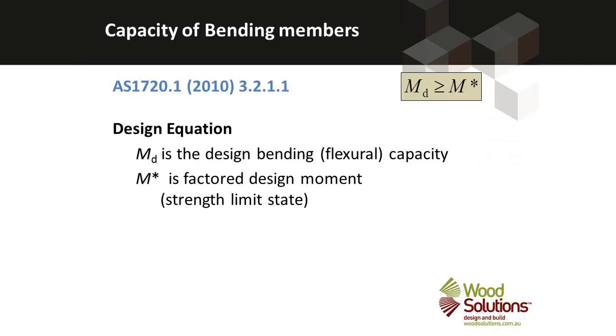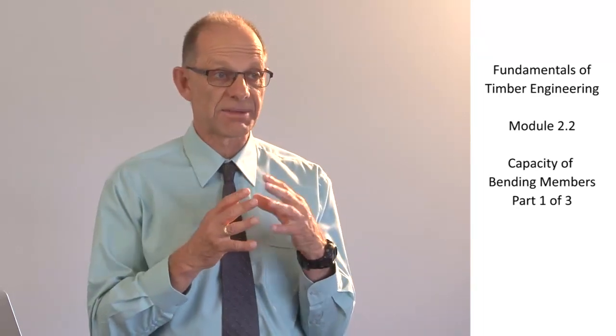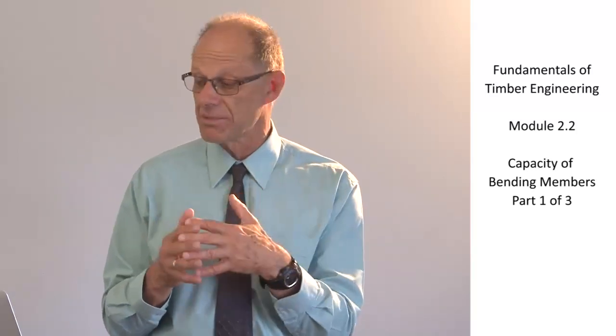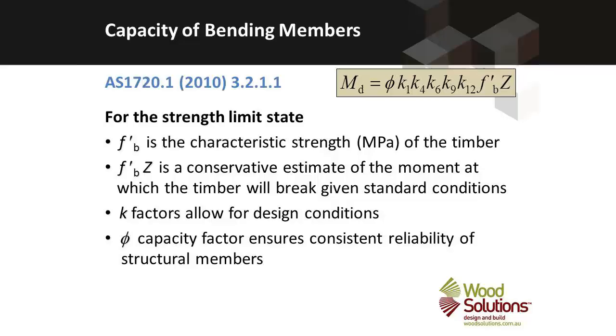The design equation. In the design equation, we're looking at making sure that the factored moment from the strength limit state loads is smaller than the design capacity of the member. So we evaluate all of the strength limit state loads, find the bending moment that those loads cause in the member, and make sure that our design capacity is larger than that value. So the design capacity is given by this expression for a bending member. And you can see the capacity factor, you can see all of the modification factors that account for the environmental conditions that the member is going to be found in.